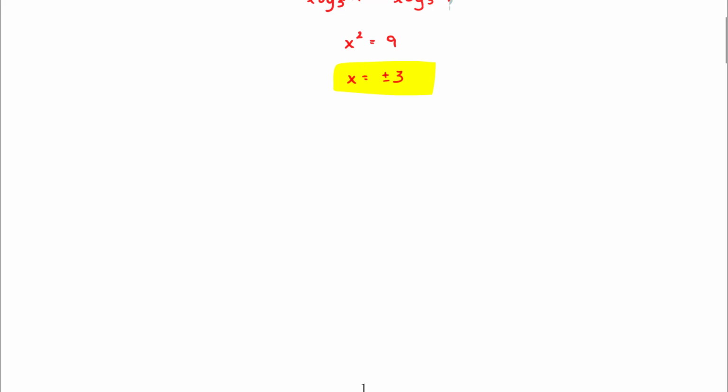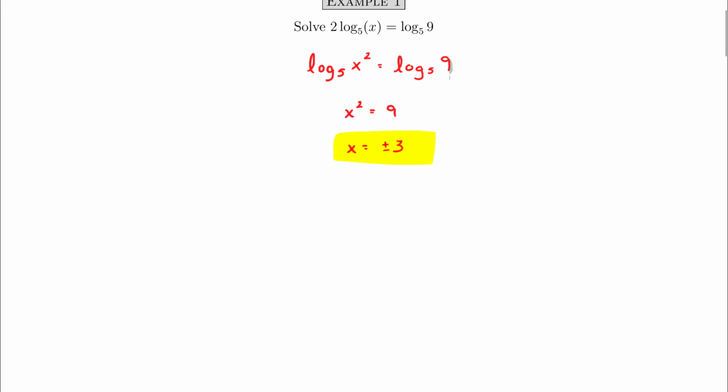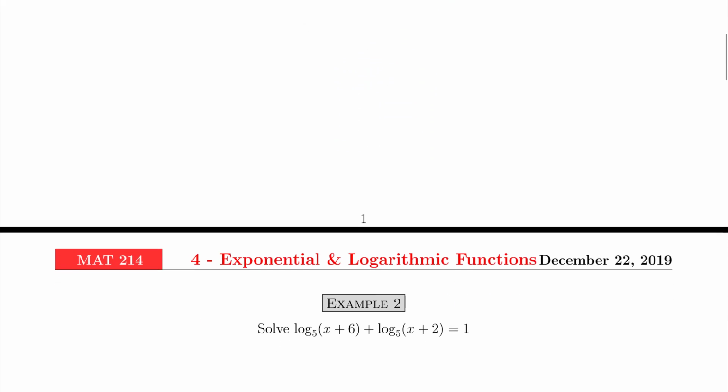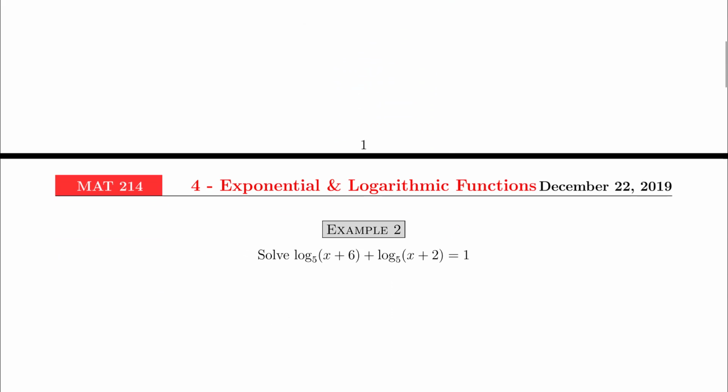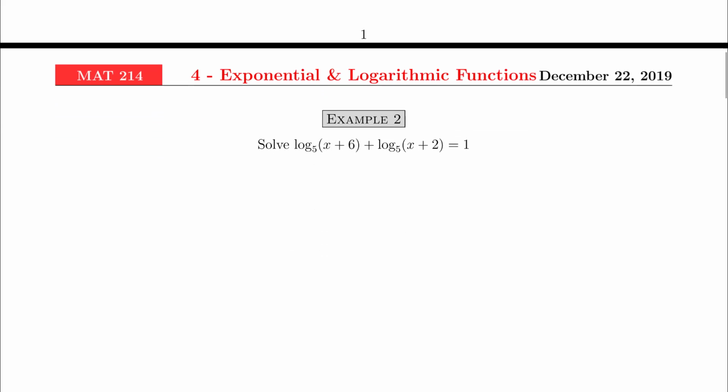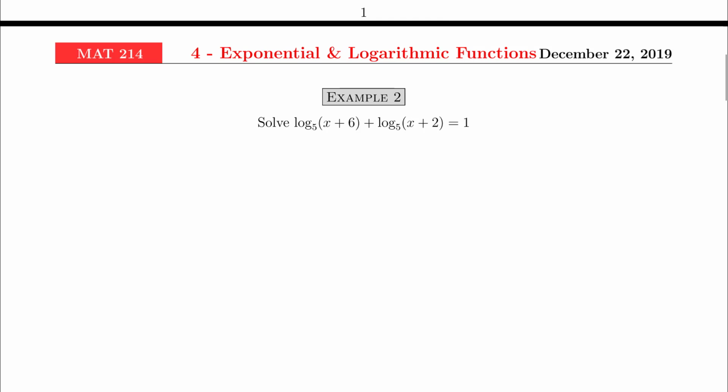One thing to point out is that sometimes there can be extraneous solutions to logarithmic expressions, and one thing we want to be aware of is how to find the domain of logarithms before we proceed with the expression itself.